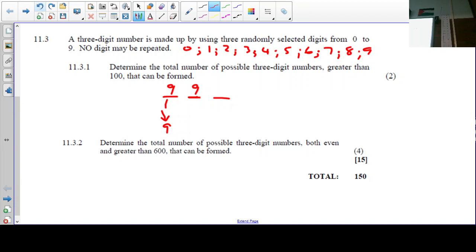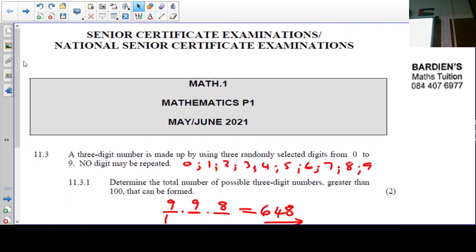So the number has to be greater than 100, and the options we have for the last digit have to be 8. You put that in the calculator: 9 times 9 times 8 gives you 648 such combinations of numbers that can be formed. Again, if I'm understanding it wrong, please let me know on this number.